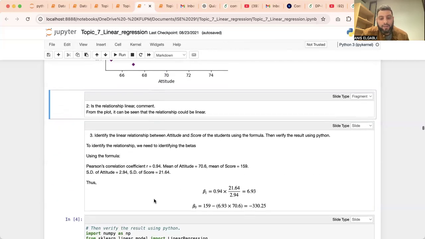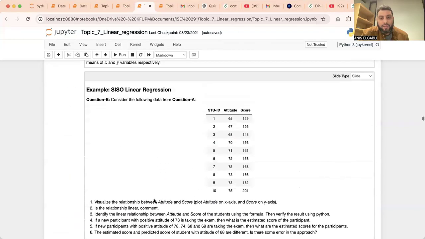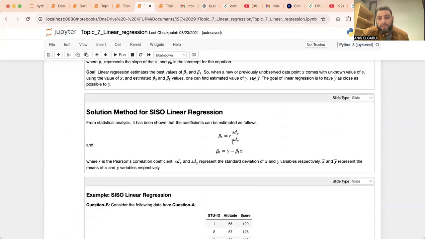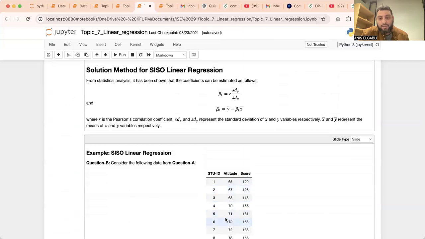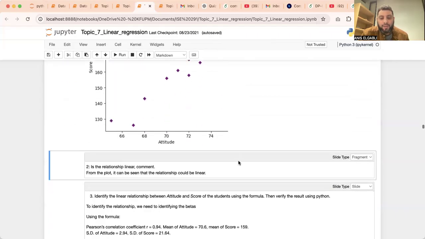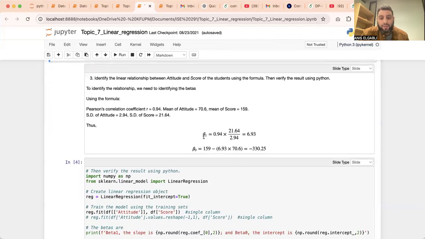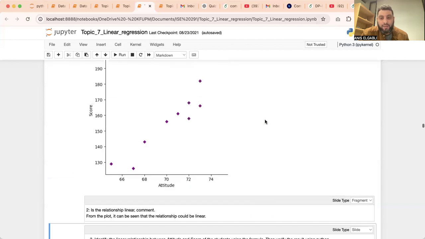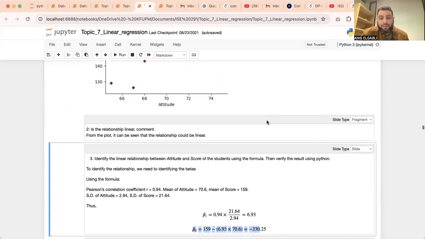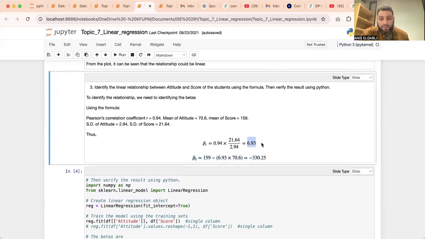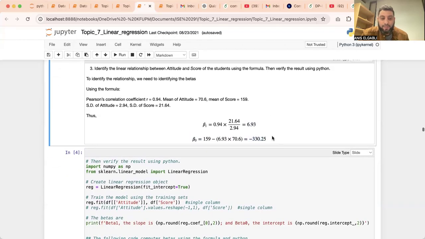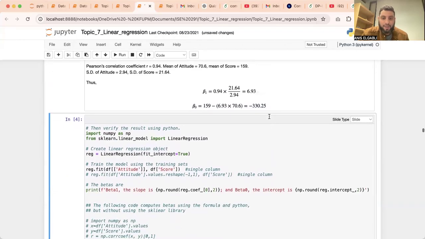Simply, we can use these two equations to find beta 0 and beta 1. We have all the values here for the variables x and y: we can compute the standard deviations, and x bar and y bar, then plug in and compute beta 0 and beta 1 for this specific example. Here we got beta 1 equal to 6.93, and beta 0 equal to minus 330. That is using computation.